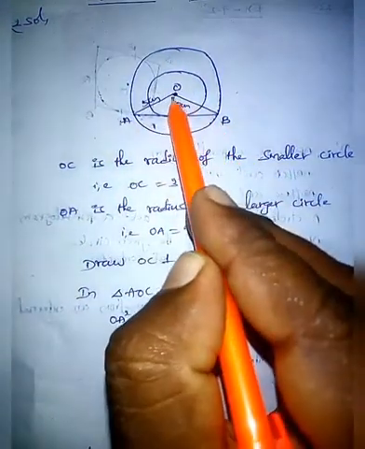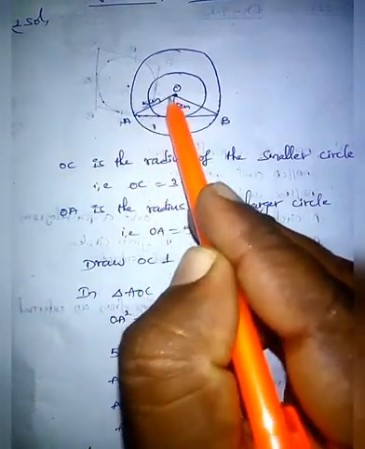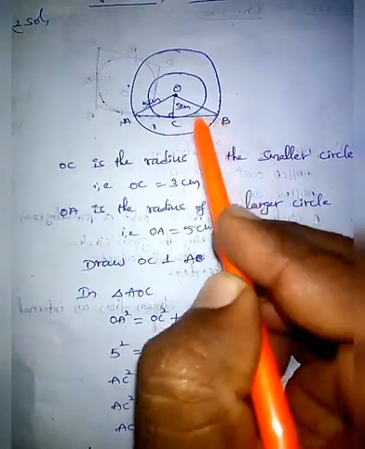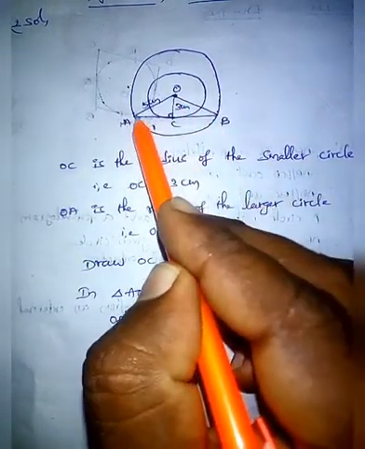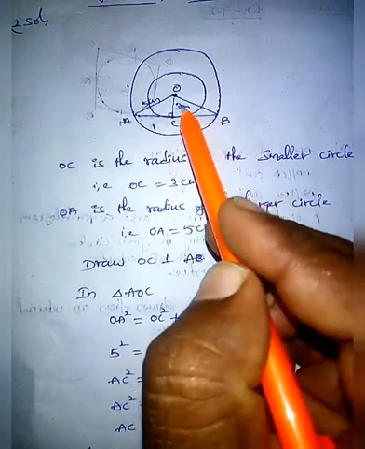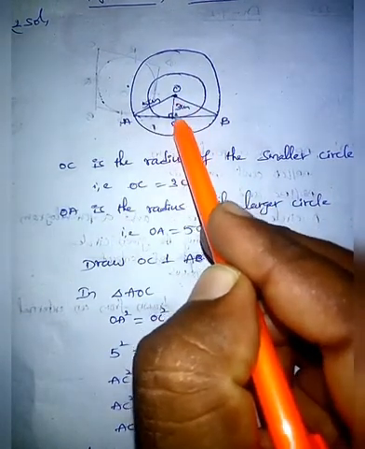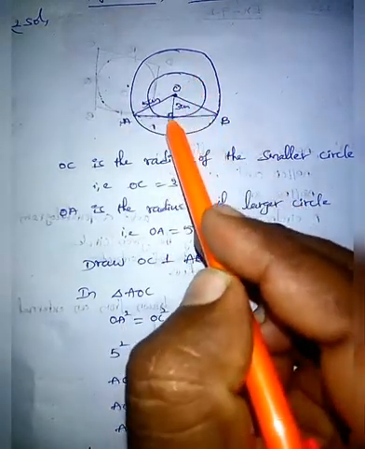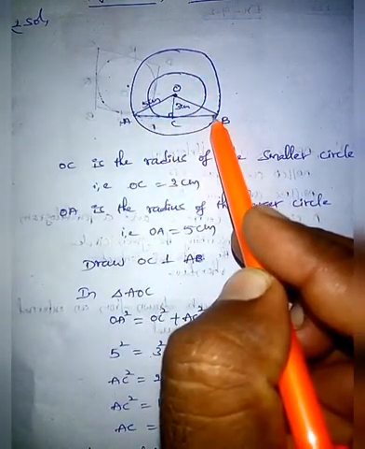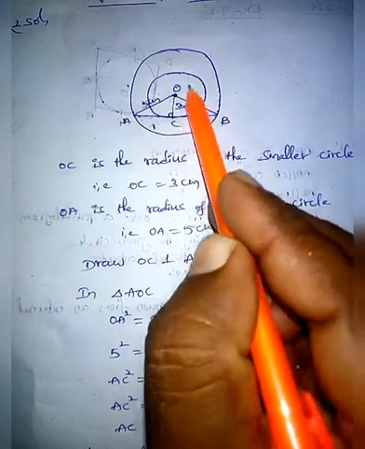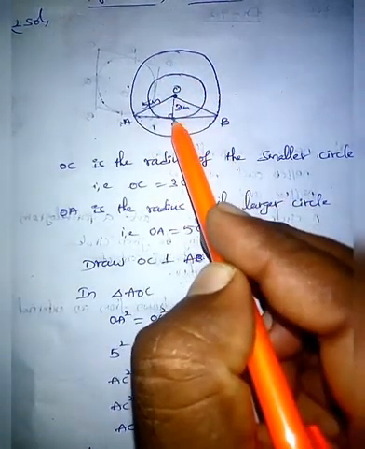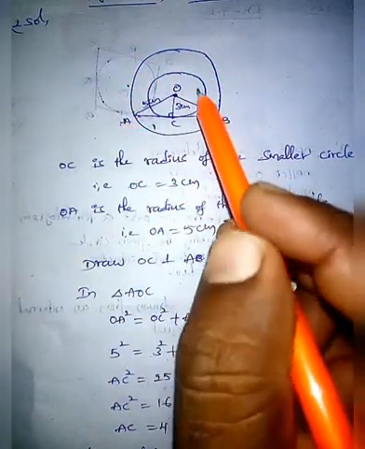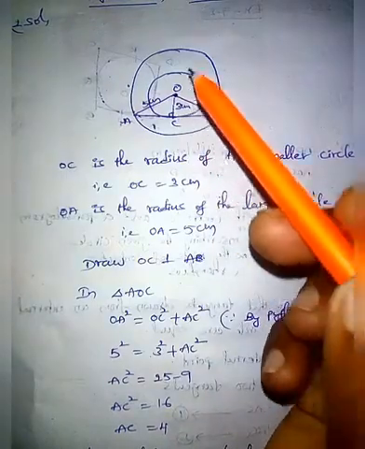Okay children, now join OA, which gives the radius of the circle, and similarly join OB. So join the two endpoints of the chord, it gives OA and OB. Now this is the triangle, and join OC. C means the point of contact which touches the smaller circle. So AB is the chord of the larger circle, and it touches the smaller circle at point C. That's why join OC. So this is the figure regarding the given problem.